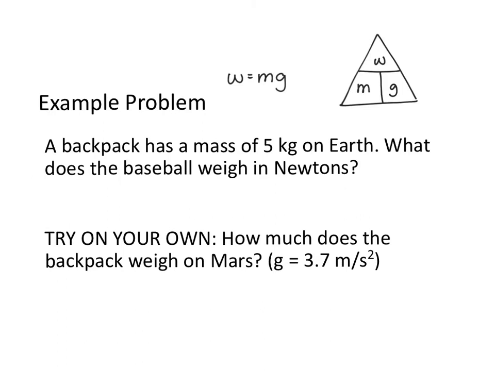Looking at number 1, we have a backpack that has a mass of 5 kilograms on Earth, and I want to know how much that backpack weighs in newtons. So we're on Earth right away. Earth's gravity, right, we associate with 9.8 meters per second squared. So I want to solve for my W. Looking at my triangle, what I'm going to do is I cover up my W, and I say, all right, I'm left with M and my G. So then I'm going to do W is equal to my mass times my gravity. I do W equals, and I find my mass as 5 kilograms, times my gravity of 9.8 meters per second squared.